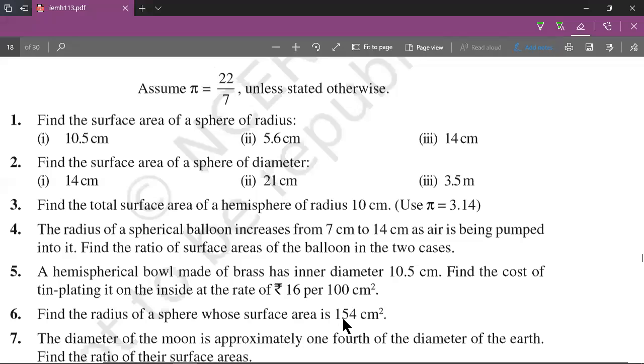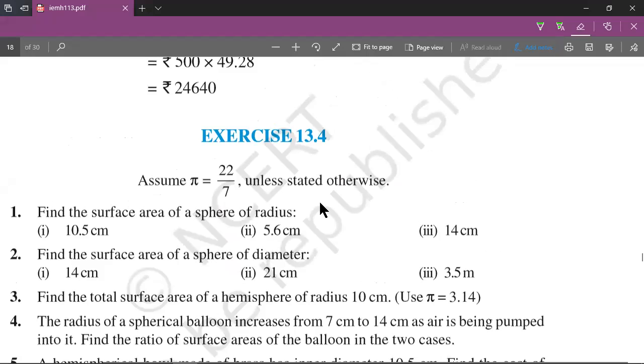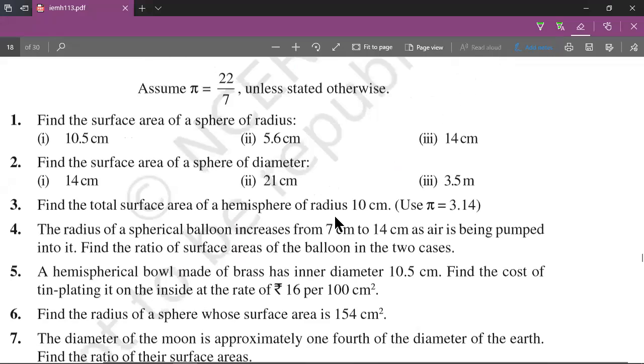Okay, so today we are going to start with exercise 13.4 of surface area volume chapter 13, and I'll be doing only around 5 questions. And those 5 questions are: the first question, all of these questions, then the second question, then the third question, and the fourth question, and then we'll scroll down and finally to the eighth question.